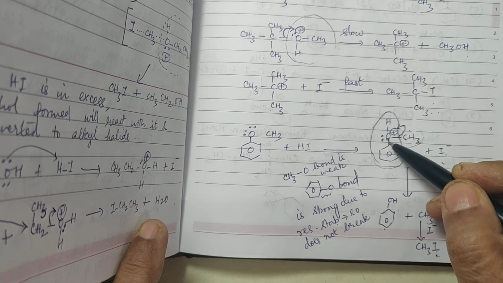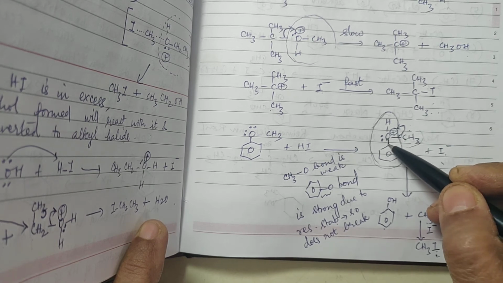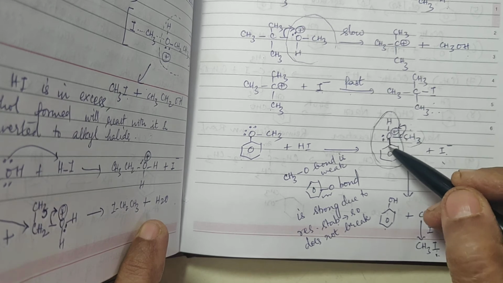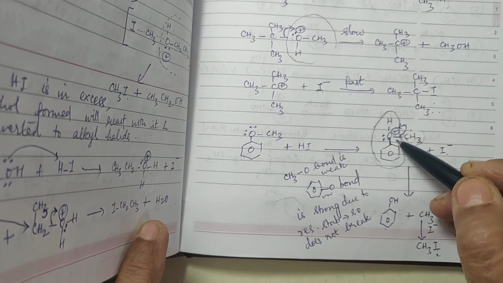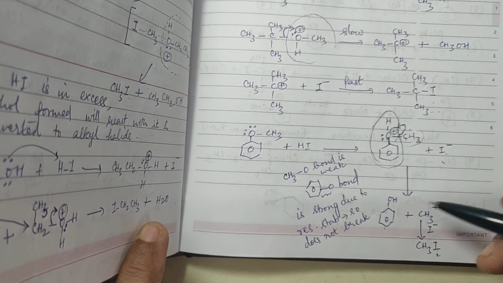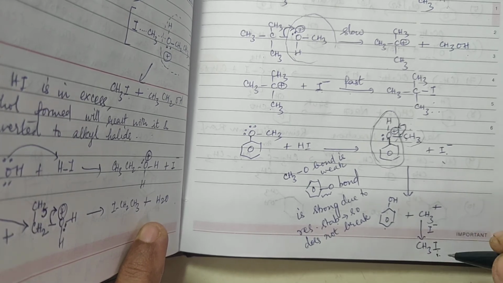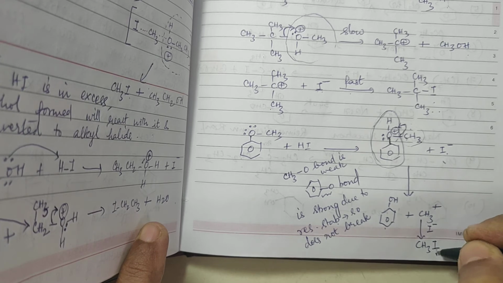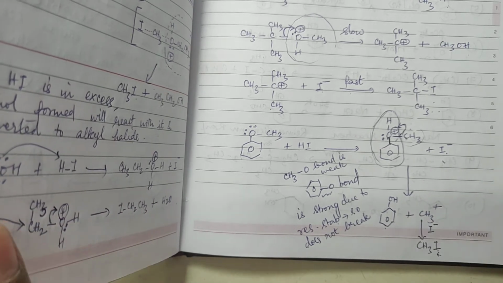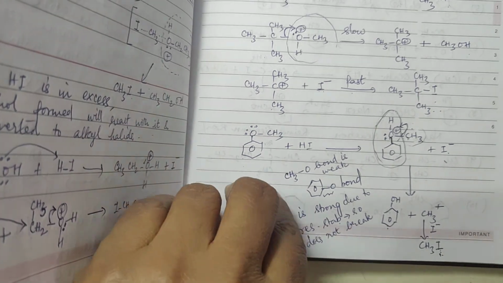Why? Because this C-O bond, that is alkyl group carbon and O, is much weaker, whereas this bond is much stronger. Why is it stronger? Because of resonance stabilization, partial double bond character. So this does not break, it will only break. Okay, so the products are phenol and methyl iodide and never methanol and phenyl iodide. Okay, so this is a very important question that you have to see.